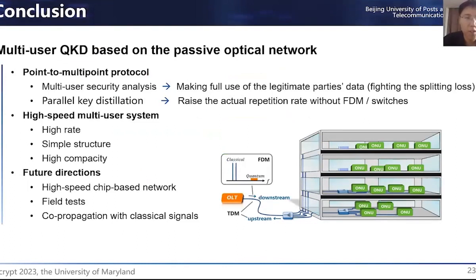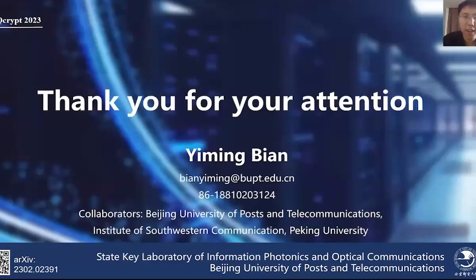Our high-speed multi-user system is with simple structure and high capacity. In the future, we will make some progress on high-speed chip-based network for the scalability, and we will do field tests and co-propagation with classical signals. That's all. Thank you for your attention.